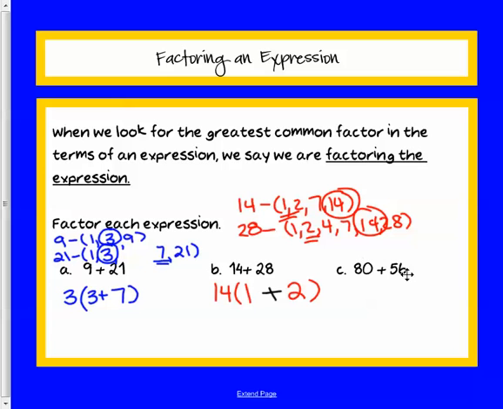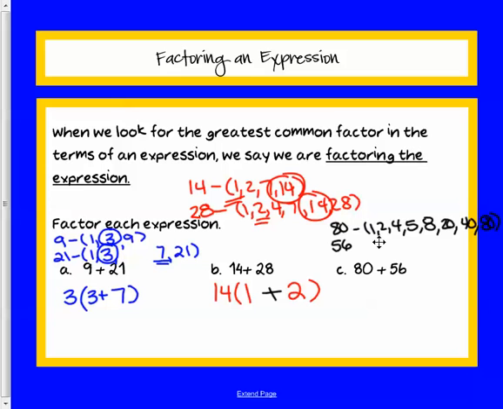Okay, for 80 and 56, the factors of 80 are 1 and 80, 2 and 40, or excuse me, 4 and 20, 5 and 16, and 8 and 10. For 56, they are 1 and 56, 2 and 28, 4 and 14, and 7 and 8. So, in this case, 8 times 10 and 8 times 7. So, pull out the 8. 8 times 10 plus 8 times 7 gives me 56.